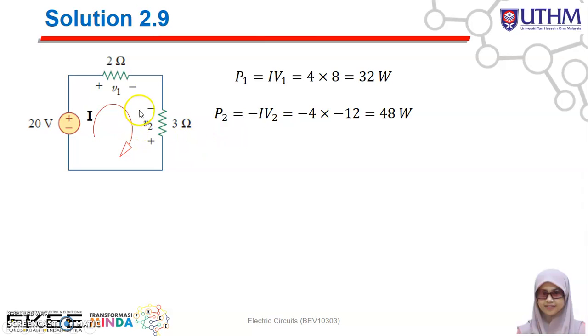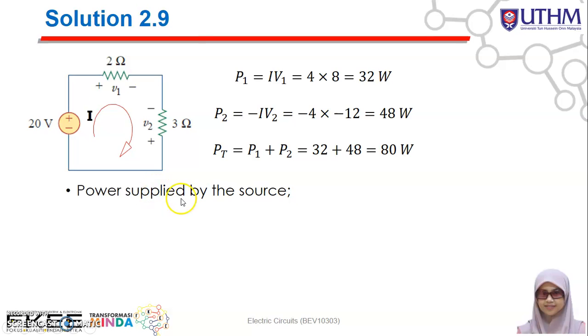Okay. So for P2, by using the passive sign convention, you know that when your current flows from positive to negative side, you are using this formula. But when your current flows from the negative side to the positive side, you need to use P equal to negative IV, right? So in this case, negative I, which is 4, multiplied with V2. V2 is negative 12, so you get 48 watt. So finally, your P total, meaning the total power dissipated by all the passive elements, is equal to P1 plus P2. So 32 plus 48 is equal to 80 watt, alright?